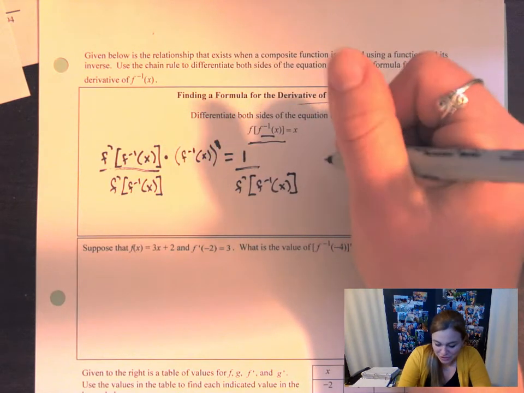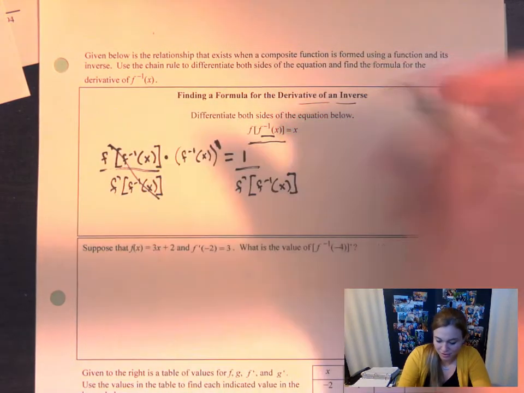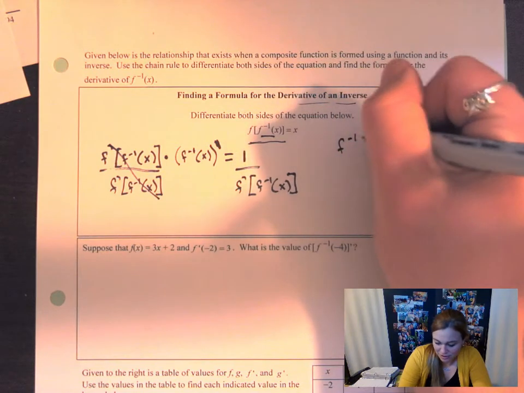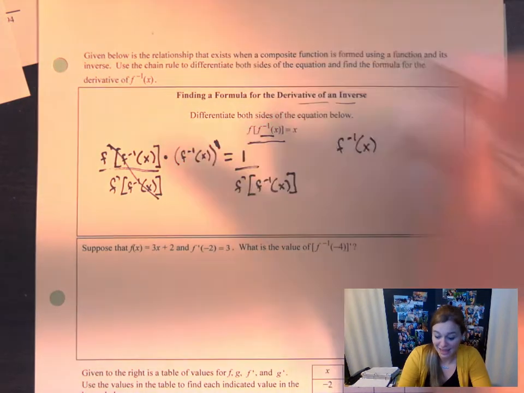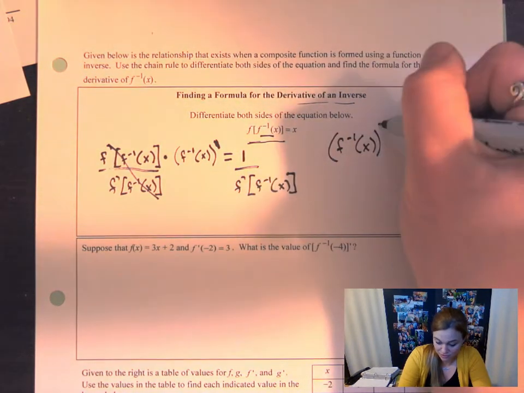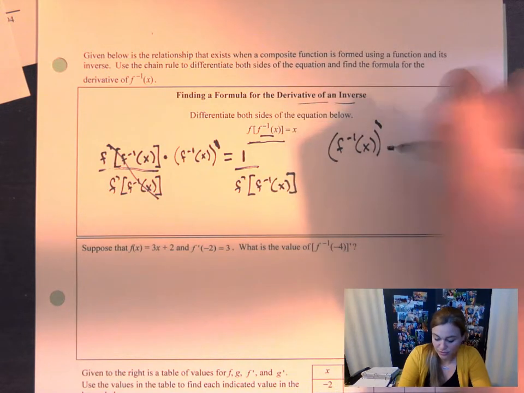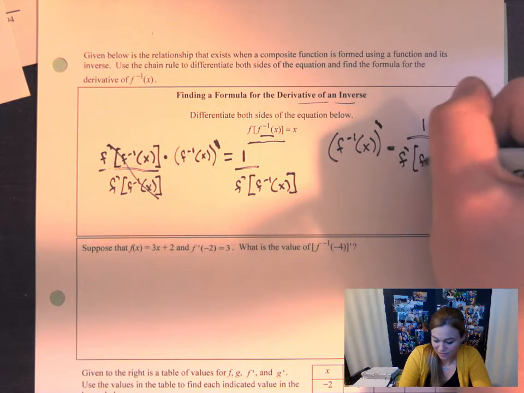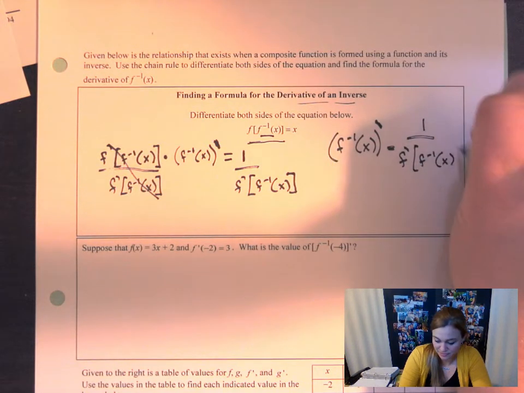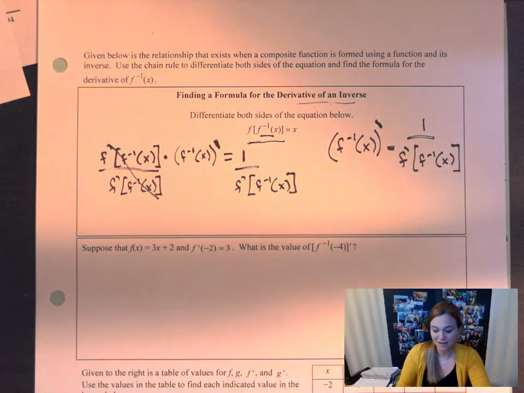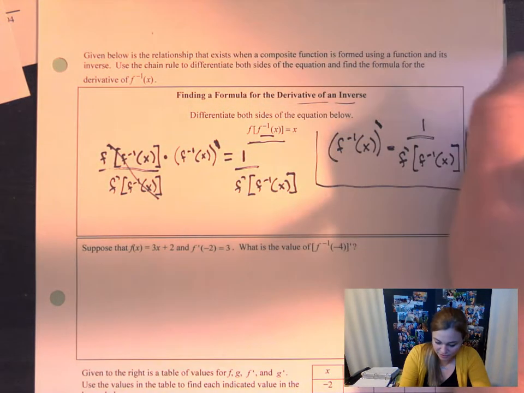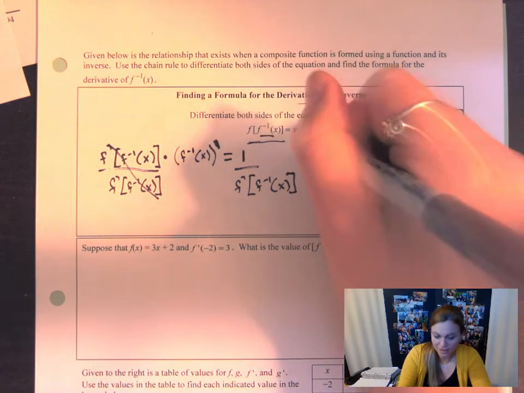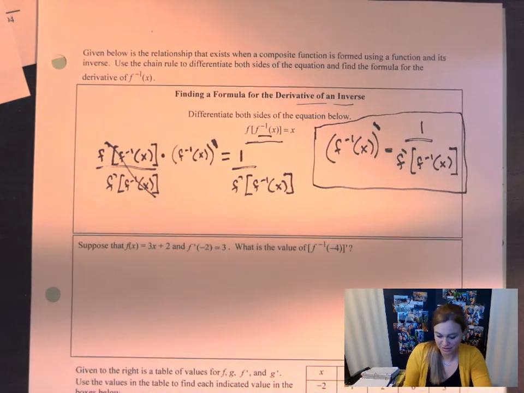So that means we just found a formula. F inverse of x. To find that derivative, what I would do is 1 over f prime of f inverse of x. Ta-da! This is what we were looking for. And now I can use that.